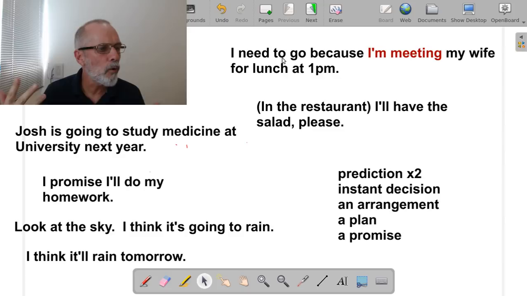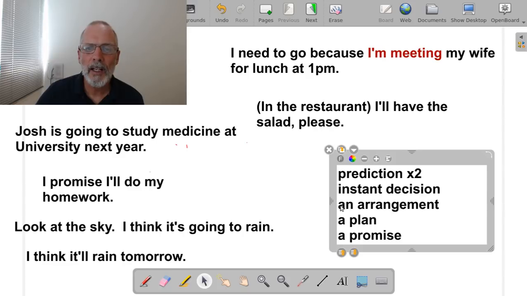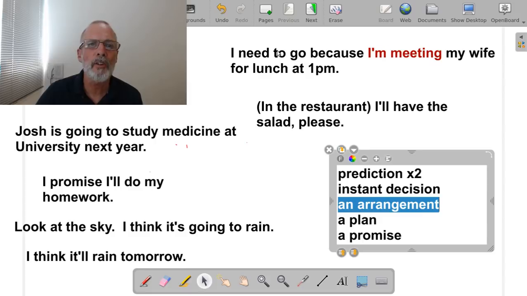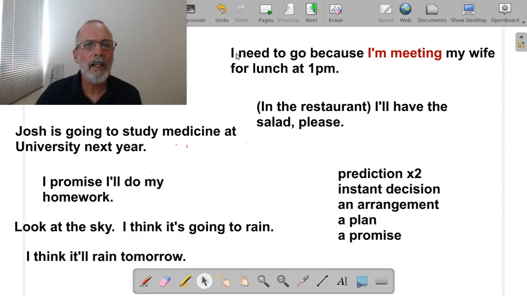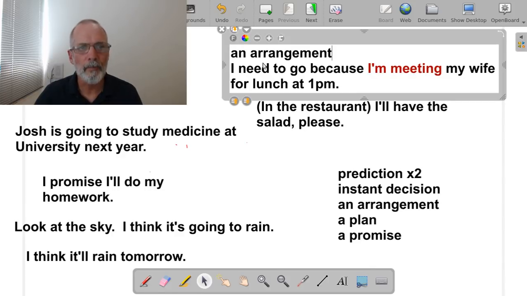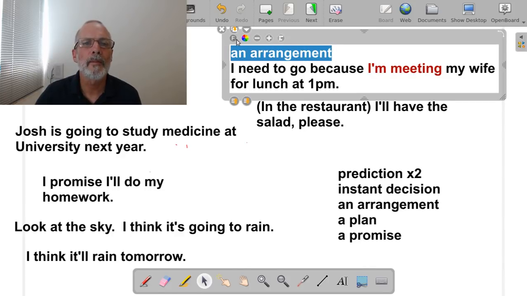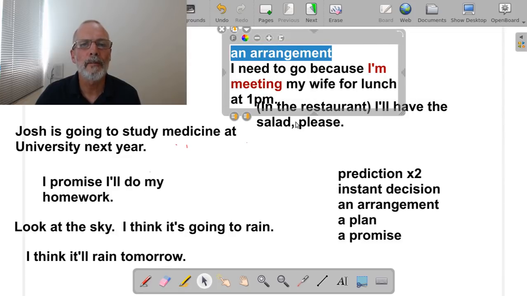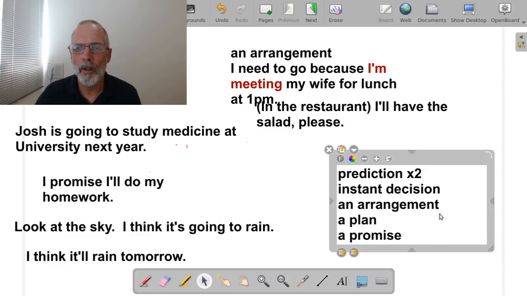Russell says it's an arrangement, and Roberto says it's an arrangement. Very good. This one here is an arrangement. In a minute, we'll discuss the structures. So let's put there: this is an arrangement. In a minute, we'll discuss what structures we're using. So we can take an arrangement off there because we've already used it.